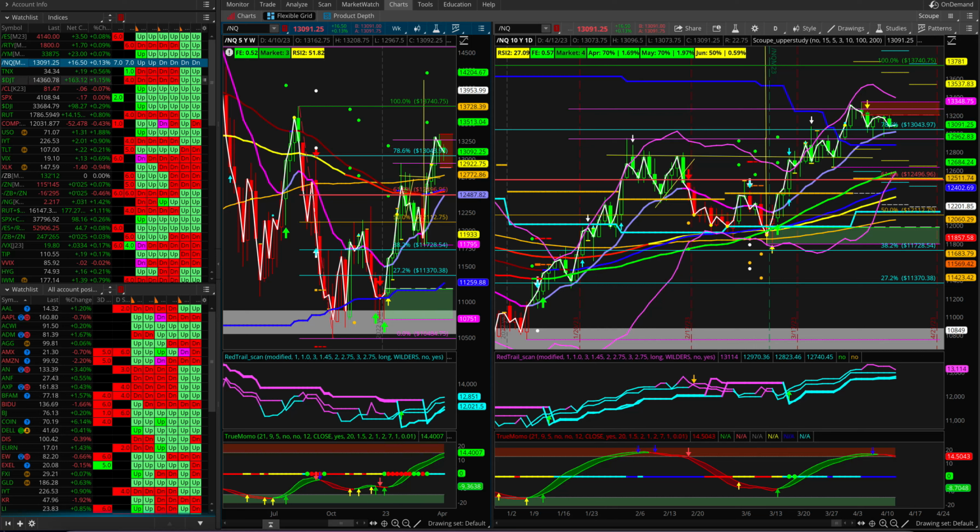But I like to tie everything together and use our True Momo indicator and price action and all that stuff to understand before I get into a trade. So here's the transports.